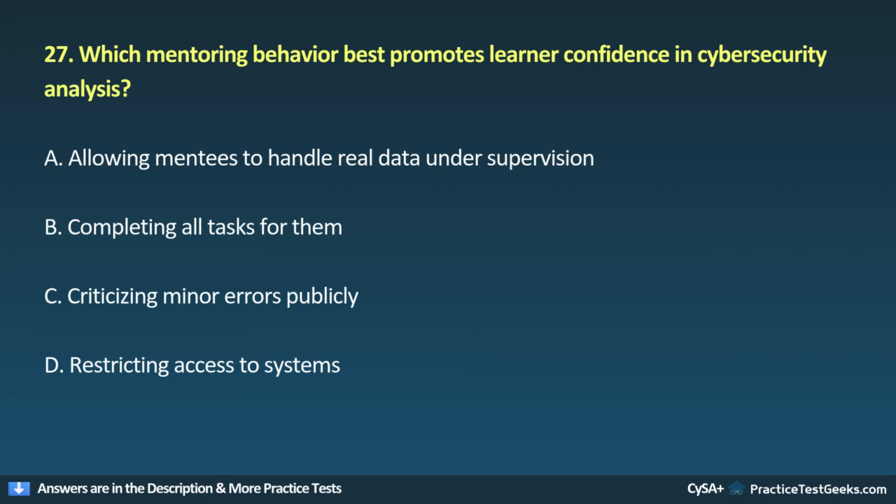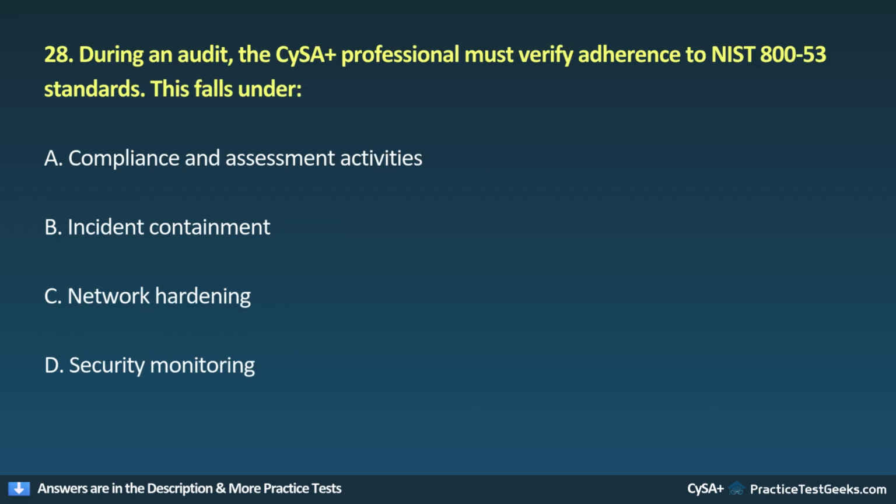A. Allowing mentees to handle real data under supervision. B. Completing all tasks for them. C. Criticizing minor errors publicly. D. Restricting access to systems. 28. During an audit, the CySA Plus professional must verify adherence to NIST 800-53 standards. This falls under A. Compliance and assessment activities.